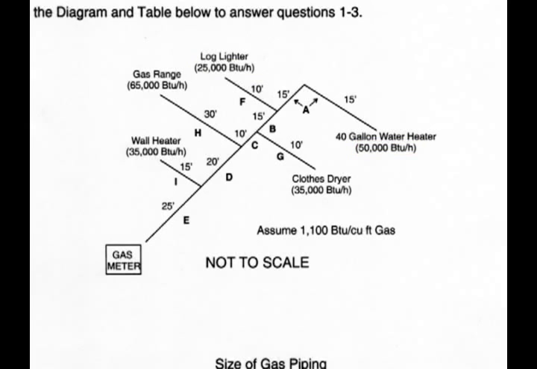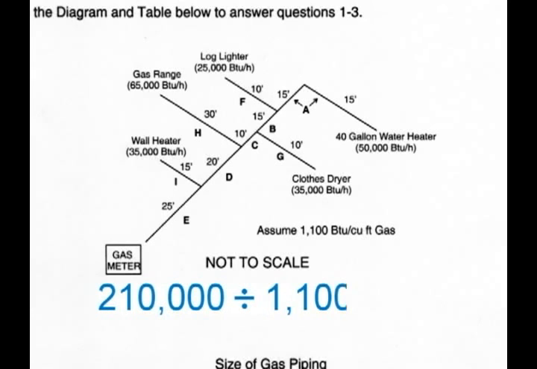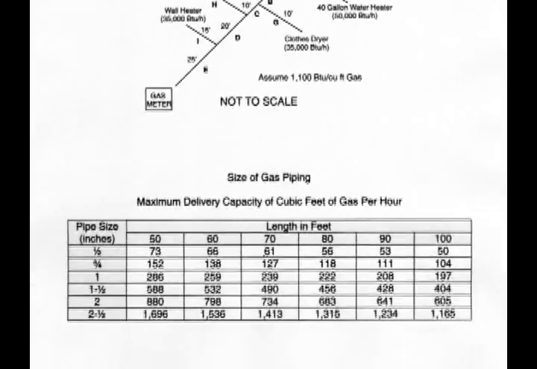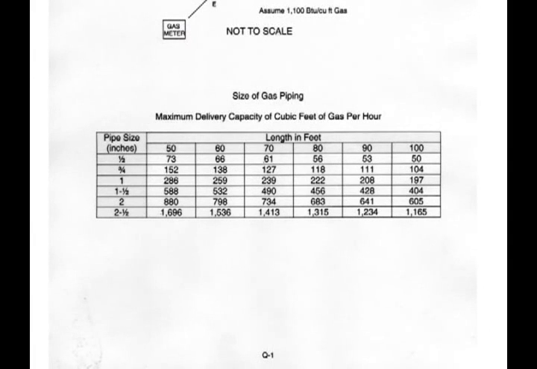When we add up all 5 usages of BTUs, we end up with a number of 210,000 BTU. We need to convert that to cubic feet. And again, we do it just like we did in problem 1 by dividing 1,100 BTUs for every cubic foot. 1,100 into 210,000 will give us an answer of 191 cubic feet. Now we look at the chart. What's the length in feet? Since that's serving the whole line, the length of footage is 100, just like the first problem.